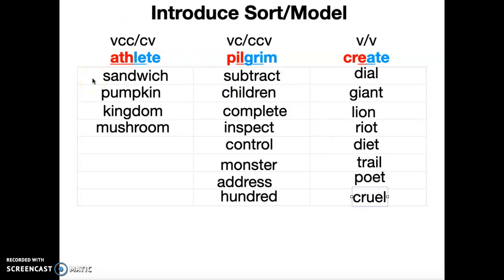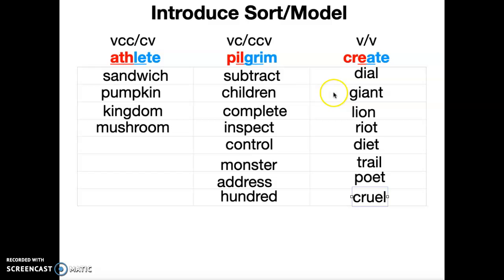Let's read the words in each column. Sandwich, pumpkin, kingdom, mushroom. What do you notice about the words in this column? What patterns do you see in the middle of the words? Let's take a look at this one. Subtract, children, complete, inspect, control, monster, address, hundred. What do you notice about the words in this column? What pattern do you see in the middle of the word?